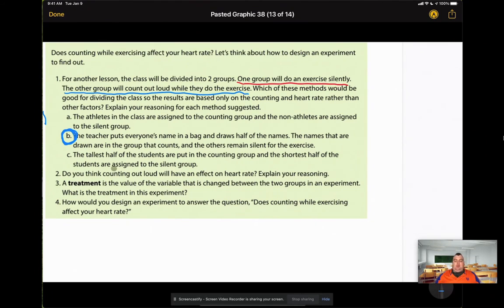So that's number 2. A treatment is the value of the variable that is changed between the two groups in an experiment. So what is the treatment in this experiment? In other words, what are they testing out? Obviously, they're not testing a medicine or an energy drink. They're testing how they do exercise. So there are 2 treatment groups. The first treatment group is counting out loud.